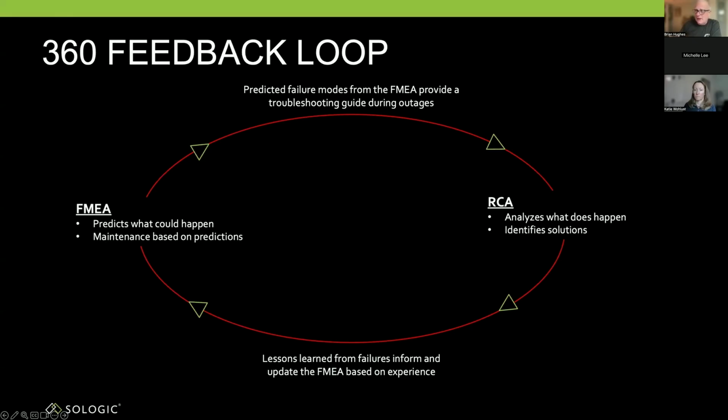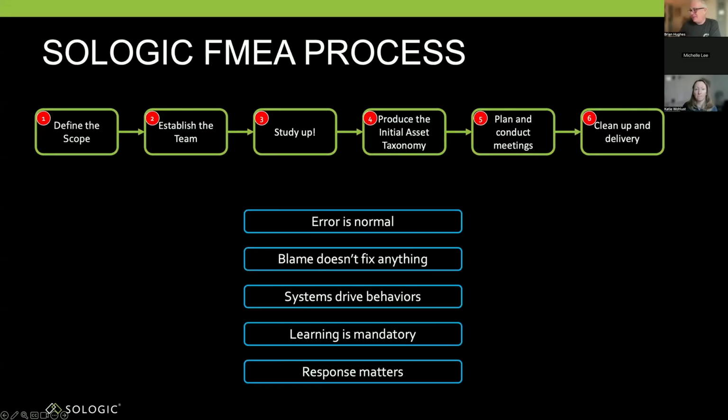Okay? What do you think, Katie? Is that landing or making sense? Okay. Yeah, I think that's the classic continuous process improvement cycle of, you said it, plan, do, check, act. Awesome.